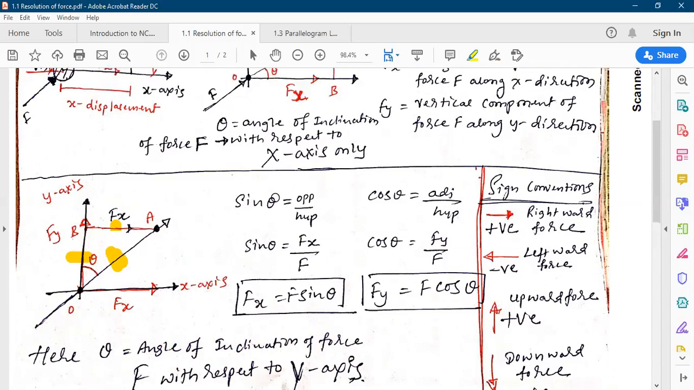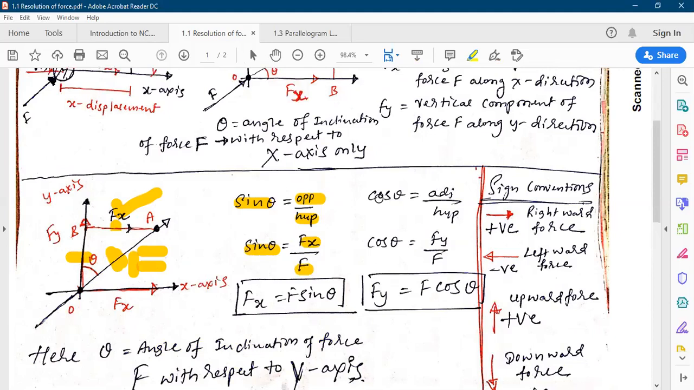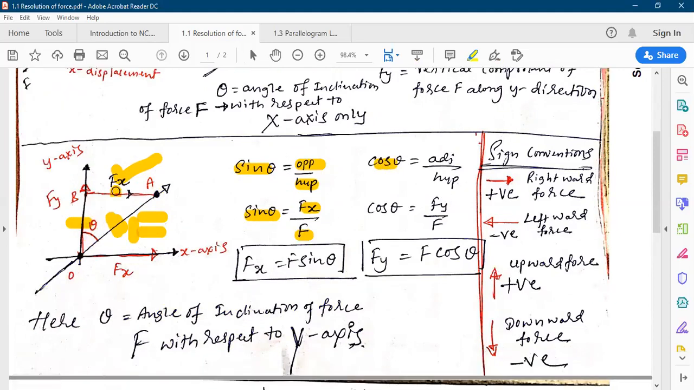So with this we can write sin theta is equal to opposite by hypotenuse, right? In the opposite side we have the horizontal component of force, Fx, and in the hypotenuse side we have the force F. With this we can write sin theta is equal to Fx by F. Similarly, we can write cos theta is equal to adjacent by hypotenuse. Adjacent side we have Fy, and in the hypotenuse side we have F. So cos theta is equal to Fy by F, right? So our equation will become Fx is equal to F sin theta and Fy is equal to F cos theta.